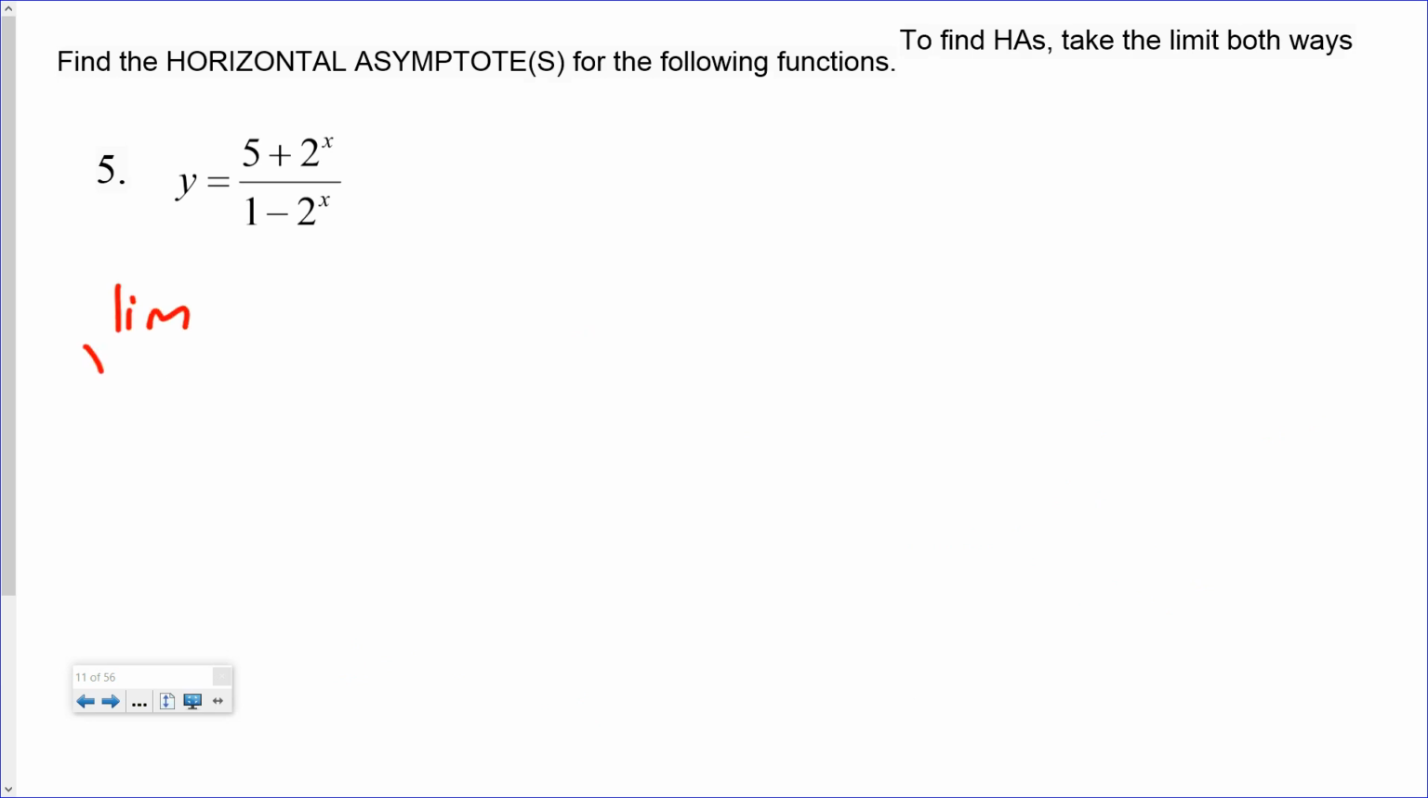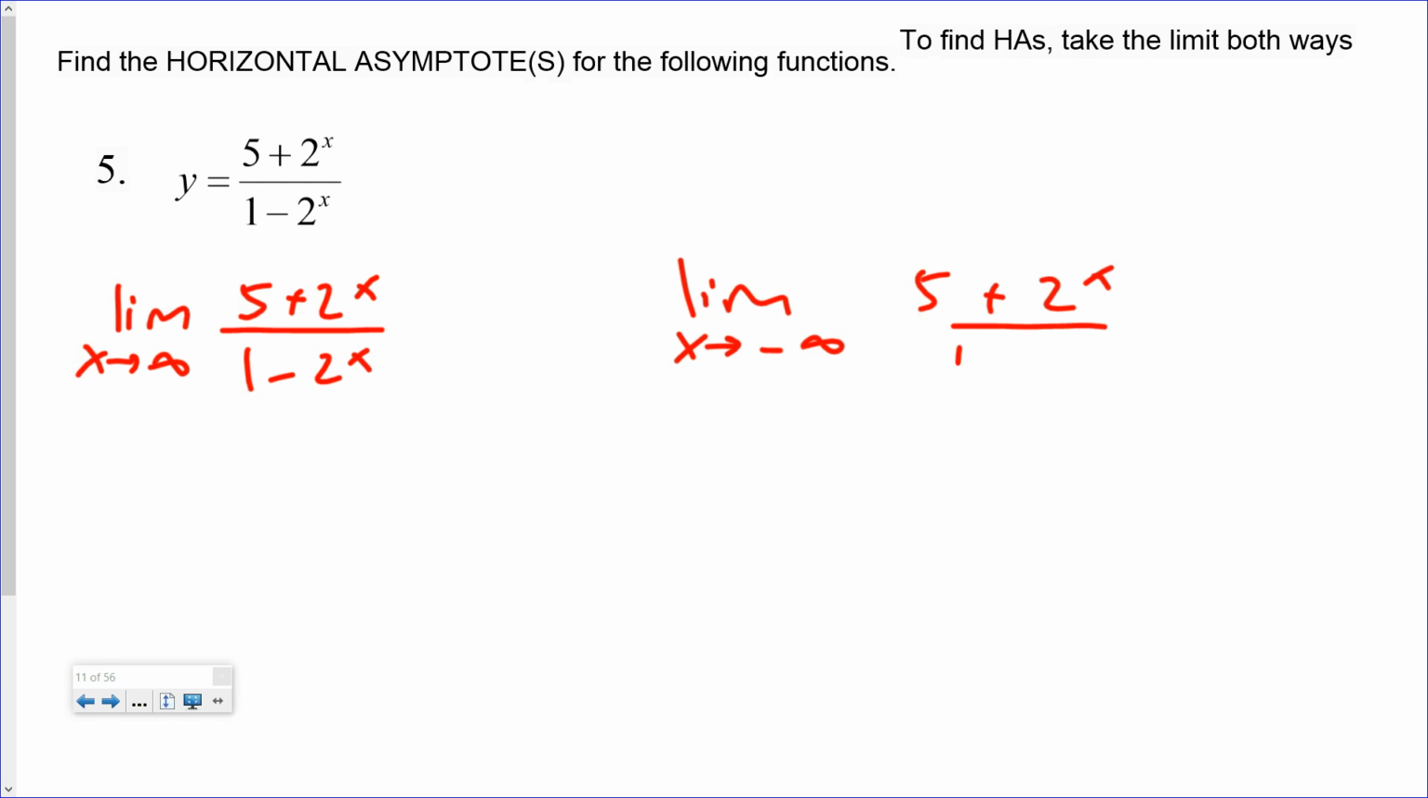both ways. So I'm going to take the limit as x goes to infinity, and I'm going to take the limit as x goes to negative infinity. And guys, on your test, if this is all you write, you already have 1 point. Is everybody good with that? I'm looking, do you know you're supposed to do both of them?